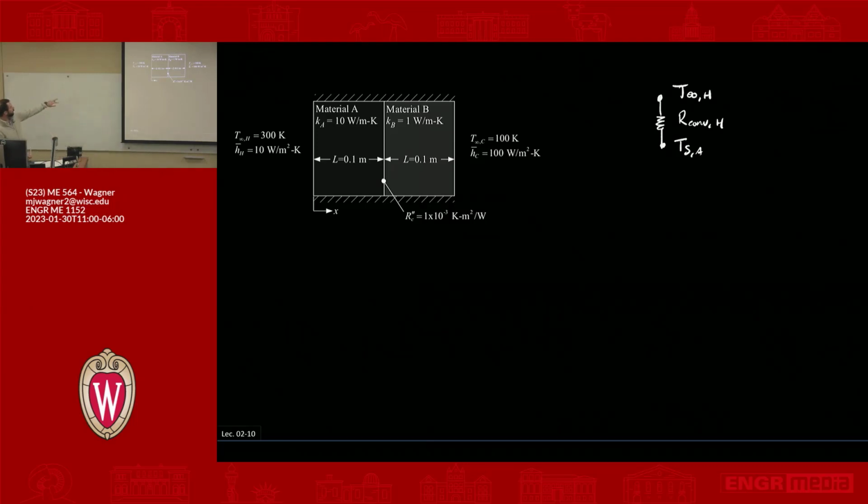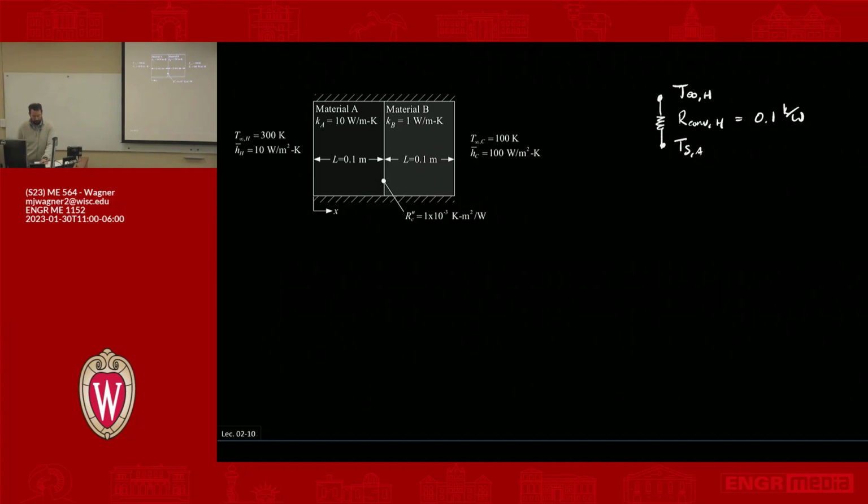So 1 over h bar, what's the surface area here? I guess we weren't given it, but we could assume maybe 1 meter squared just to make it easy. So then we calculate this, and it should be, let's see if it matches my notes, 0.1 Kelvin per watt. So we have an order of magnitude for this, and we can keep moving on.